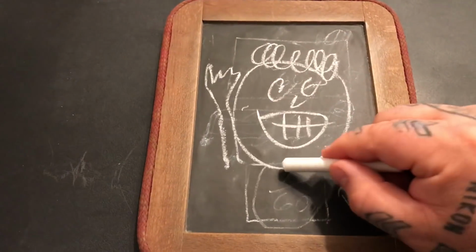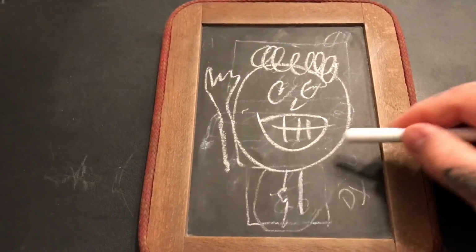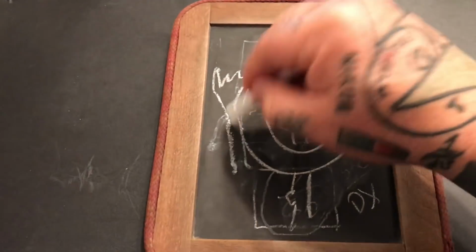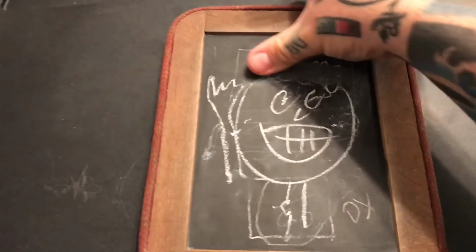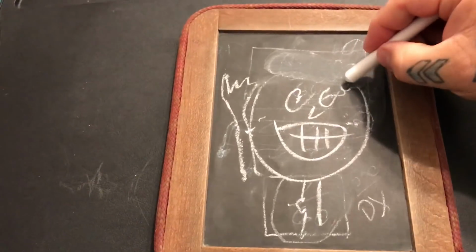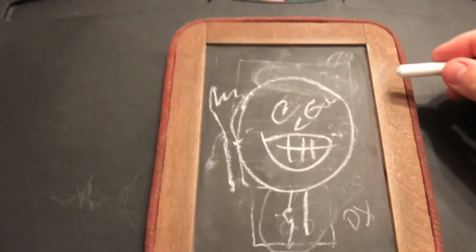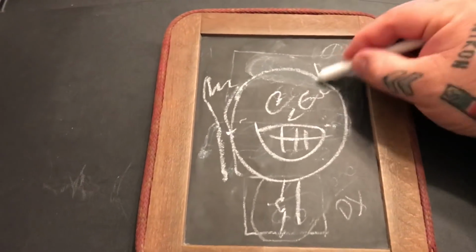Hey! On YouTube. Hey! My drawing's gonna have some freckles. Wait a minute, I don't have any hair. What's wrong with me? I don't have any hair. There we go. No hair. There we go. Bye!